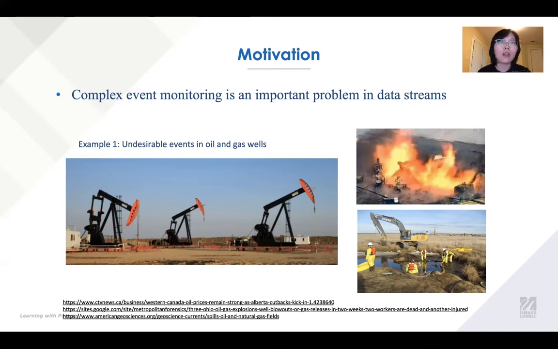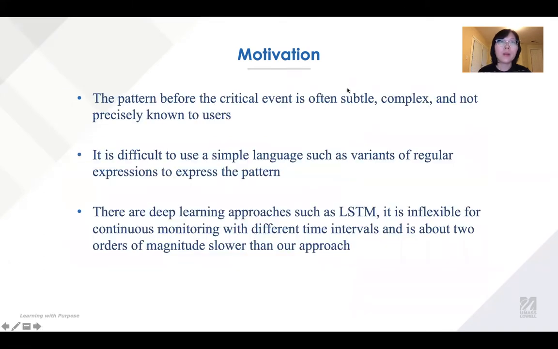Nearly all work thus far assumes that the user knows and provides the complex event pattern to search for. However, oftentimes, we do not know the event or state transition patterns to search for, but merely know that some interesting or critical events happen after the fact. To sum up, the pattern before the critical event is often subtle, complex, and not precisely known to users.